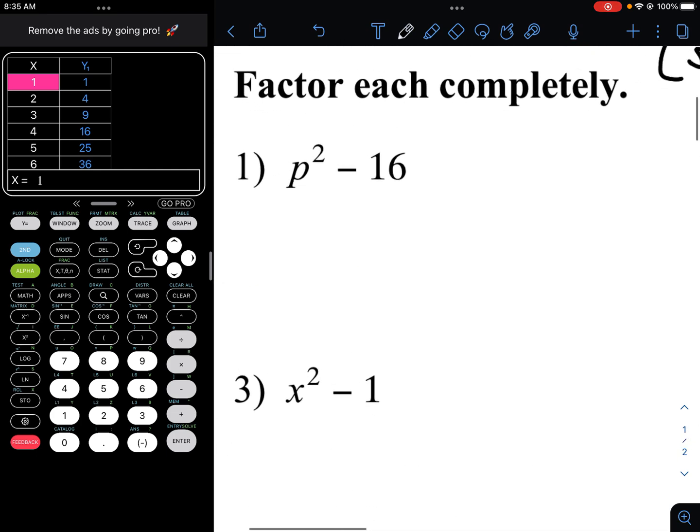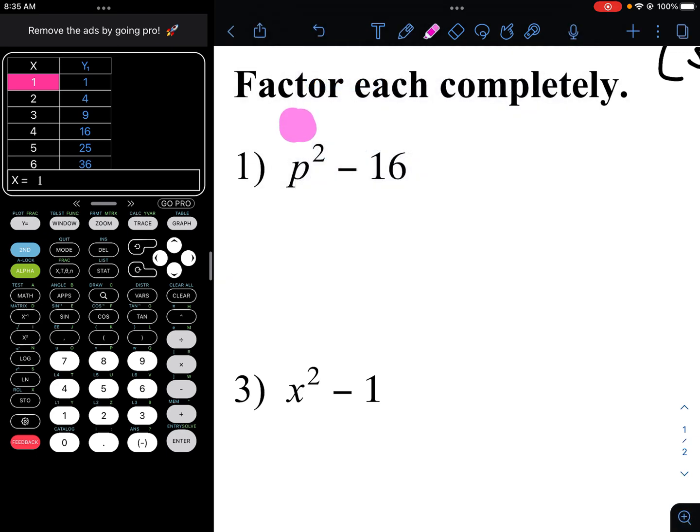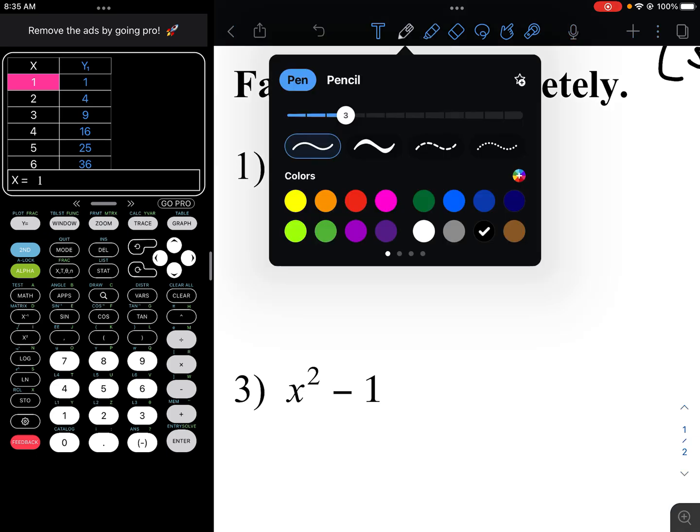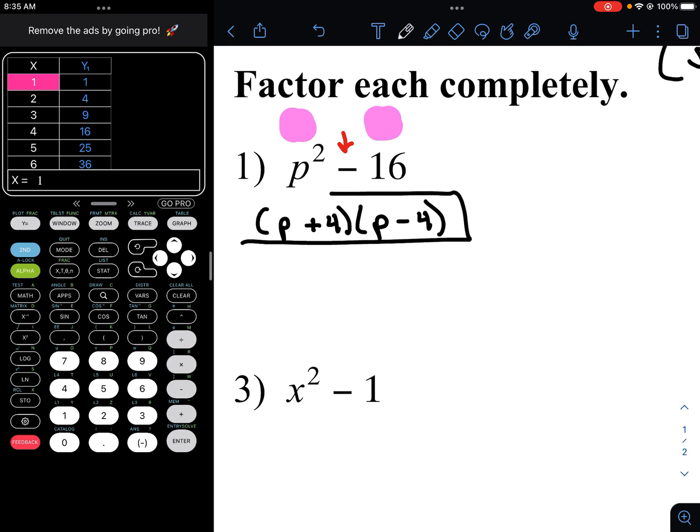So anyway, what we are doing when we recognize that we have a perfect square, when you have something such as p squared, that is a perfect square. And 16 is also a perfect square. And the key thing here is it's a difference, so it always has to be minus. When you notice this, you can simply write down p plus 4 and p minus 4. Those are the factors. Those are the square roots. Remember, 16 is the perfect square and 4 is its square root.